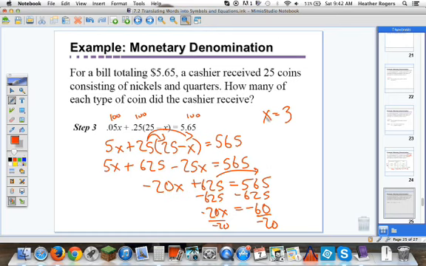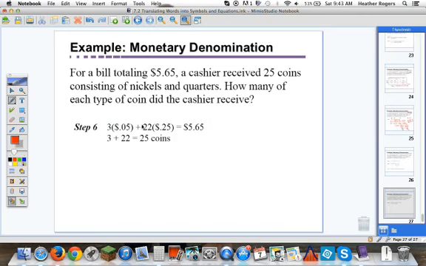Okay, x equals 3, but what was x? Well, x was my nickels, so I have 3 nickels. How many quarters do I have? Well, if I have 25 coins, 25 minus the 3 gives me 22 quarters. 22 quarters, 3 nickels. Okay?